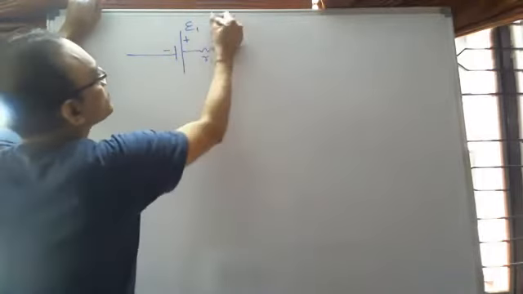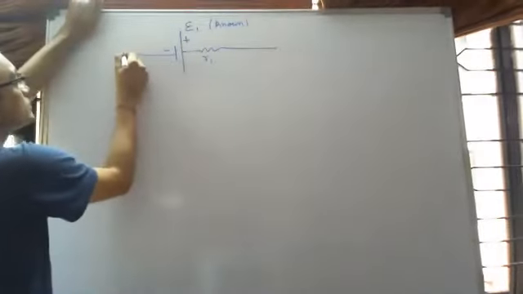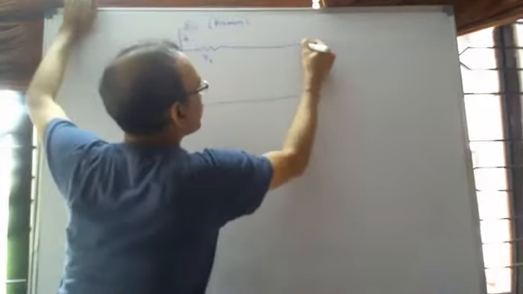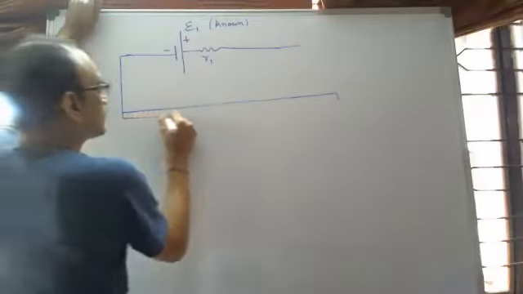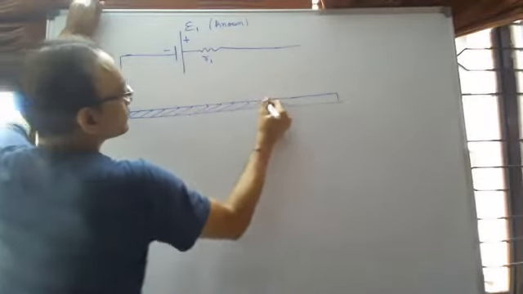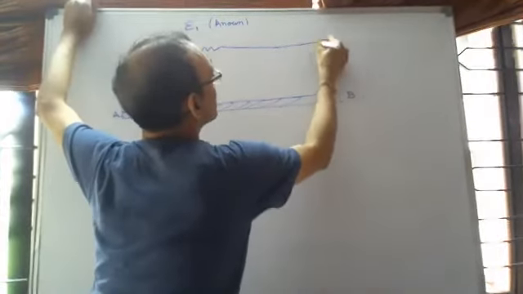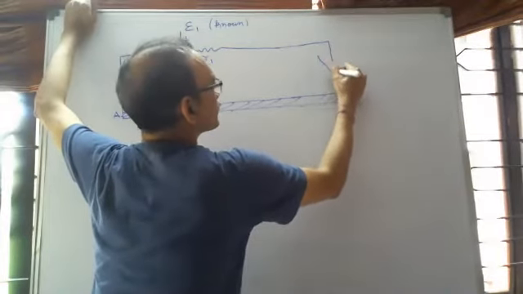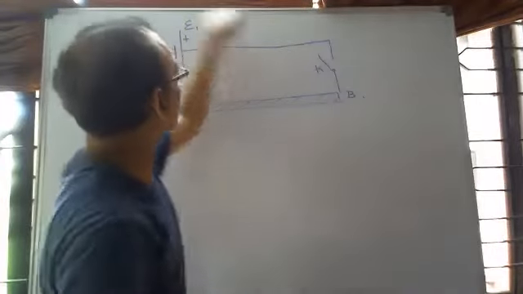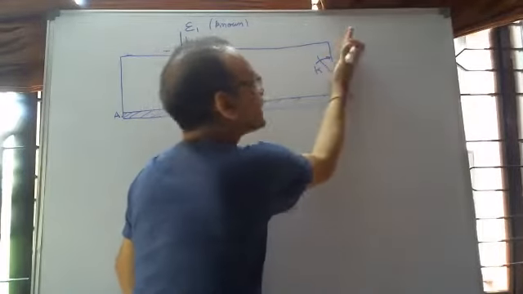This is my known battery, epsilon 1, R1 known. And there is this thick wire, with resistance, connected between points A and B in this manner, and there is a switch and a key. When you turn this key on, the circuit will activate. It can swivel like this. When we do it like this, the circuit will be complete.